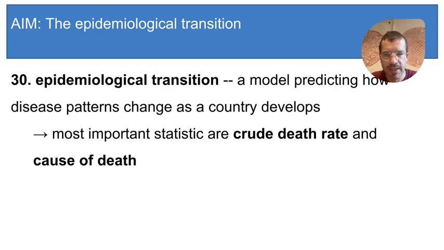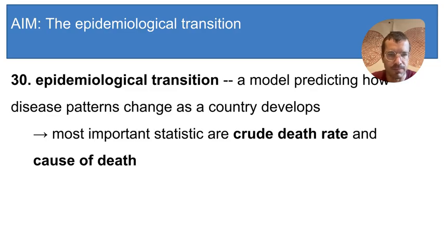And the last term today is the epidemiological transition model. Try saying that word to yourself: epidemiological. Epidemiology is the study of disease, and similar to the demographic transition model, which you already learned about, the epidemiological transition model also predicts changes in a country as the country develops. But unlike the demographic transition model, which looks at many demographic changes, the epidemiological transition model focuses completely on the crude death rate and the cause of death.